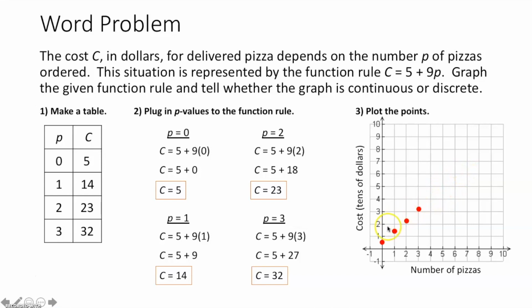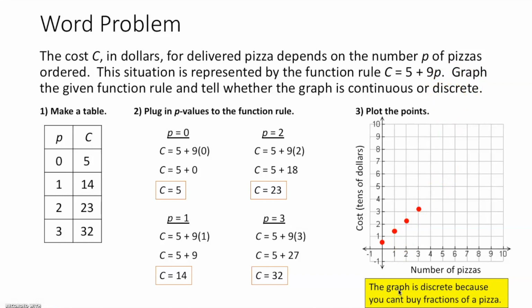And you can see, yes, this is a linear function, but should we draw a line through it? That is the question. And the answer is no. This must be a discrete graph. Because you can't order fractions of a pizza, you can't say, yeah, give me 1/3 of a pizza. That doesn't work like that. You either order a small, medium, or large, and each time it's 1 small, 1 medium, 1 large. So because of that, this must be a discrete graph.